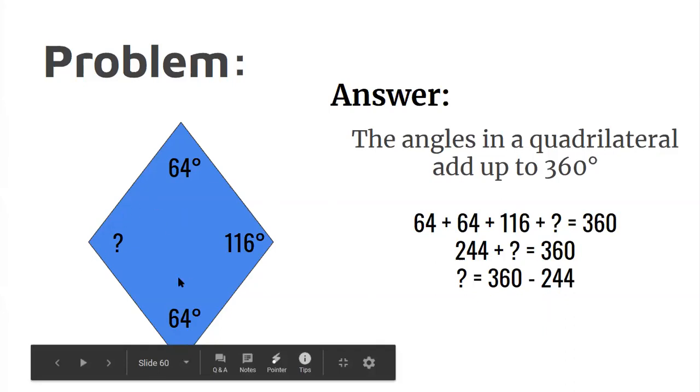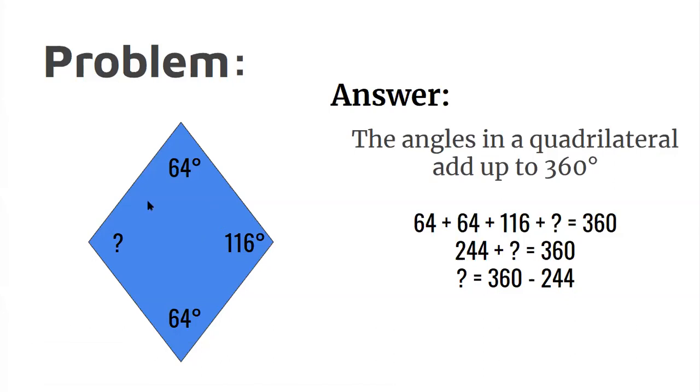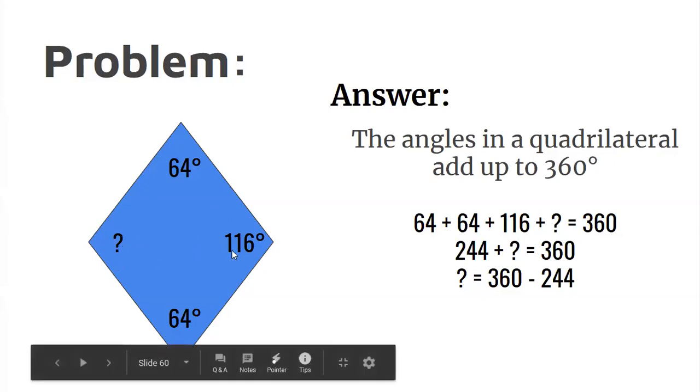So as I stated, this is a parallelogram. And in a parallelogram, the opposite angles are congruent to each other. What that means is that this angle right here, the opposite angle from it is equal to it. So 116, 116, 64, 64.